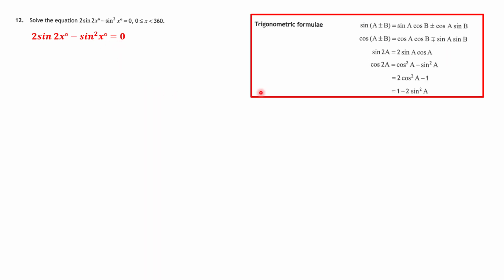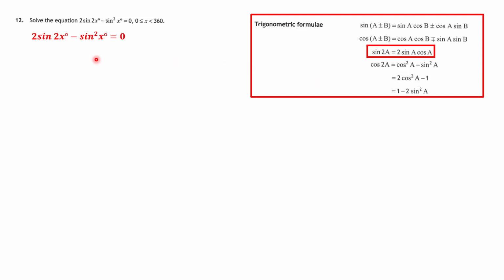Question 12 is a trig equation, and x lies between 0 and 360. It can equal 0, but it can't equal 360. So let's start with the equation that we have: 2 sine 2x take away sine squared x equals 0. Now, here are the trig formulae. Which one can we use first?